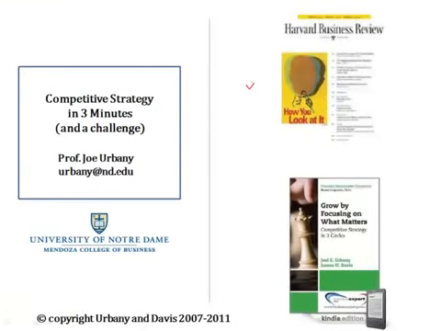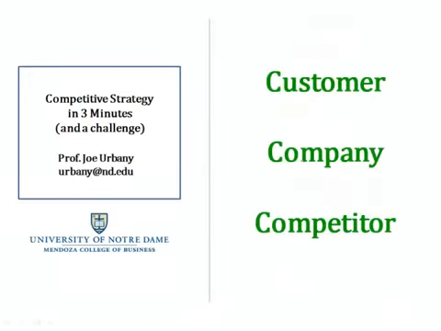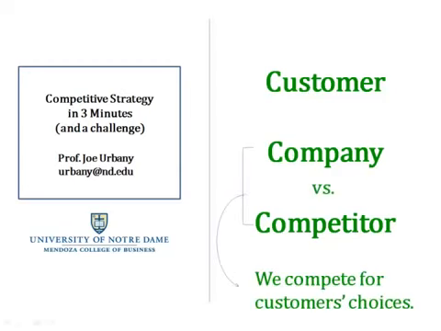Davis and I have written about the three-circle model in a brief piece in Harvard Business Review a few years back and in a book late last year. It's really three core concepts that cut across these frameworks, and that is that there are customers, there's the company or your organization, and there's competition. And we'd add to that the notion that competition in the marketplace is about competing for customers' choices.